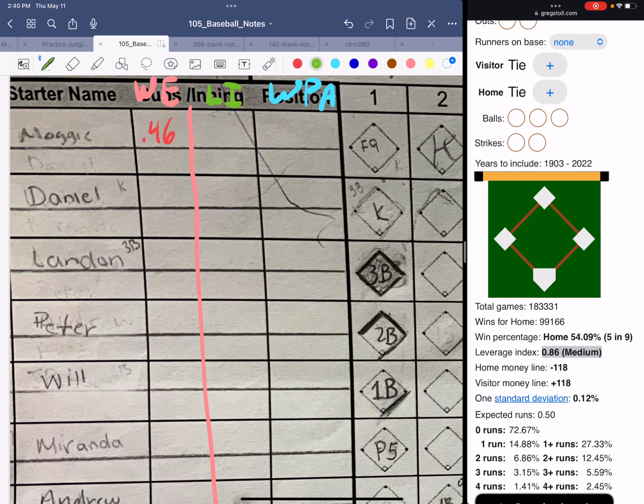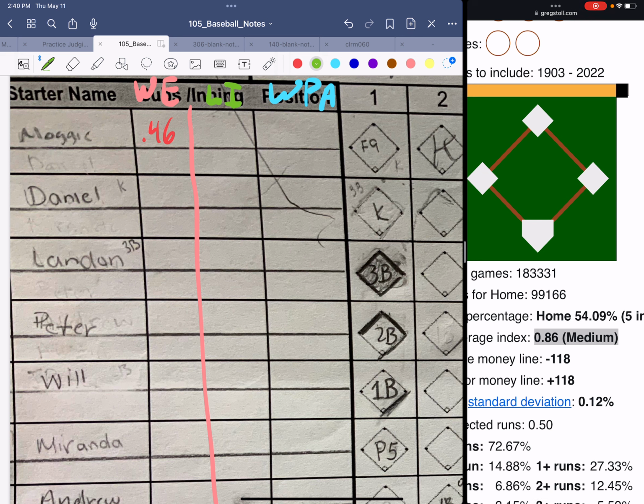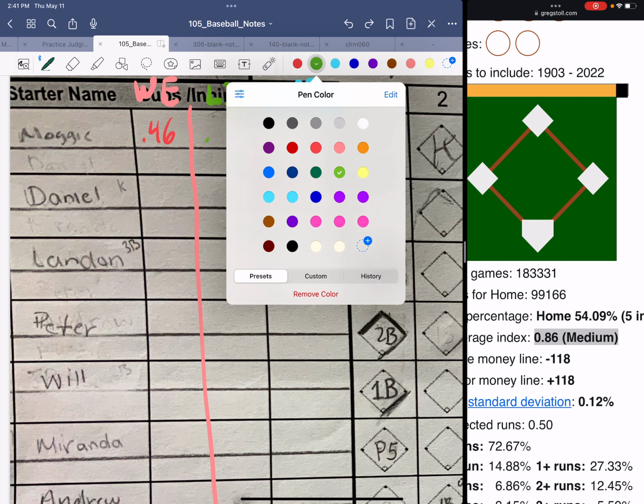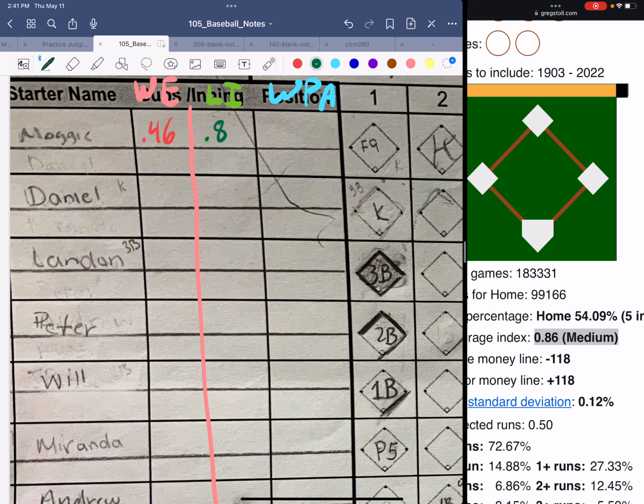Leverage index is immediate. That's the thing in gray right there. 0.86. We know that that's barely medium leverage index, but it is. Now for win probability added, we don't actually know that yet, because win expectancy and leverage index, we know as soon as the batter comes up to bat. Win probability added, we need to wait until their outcome.